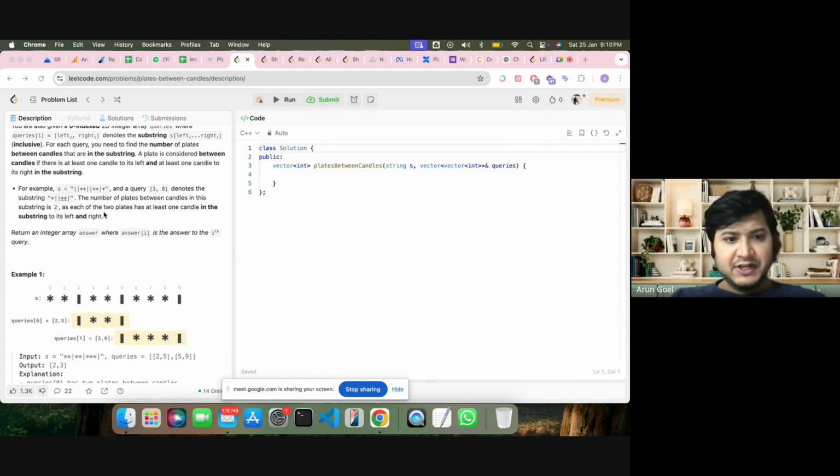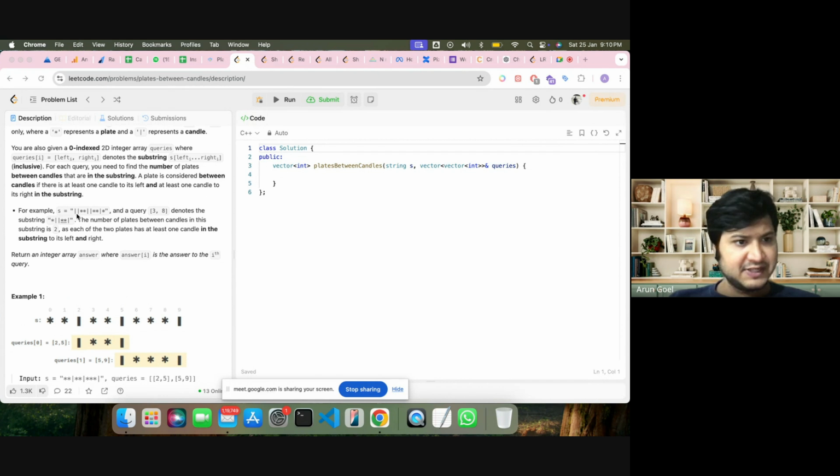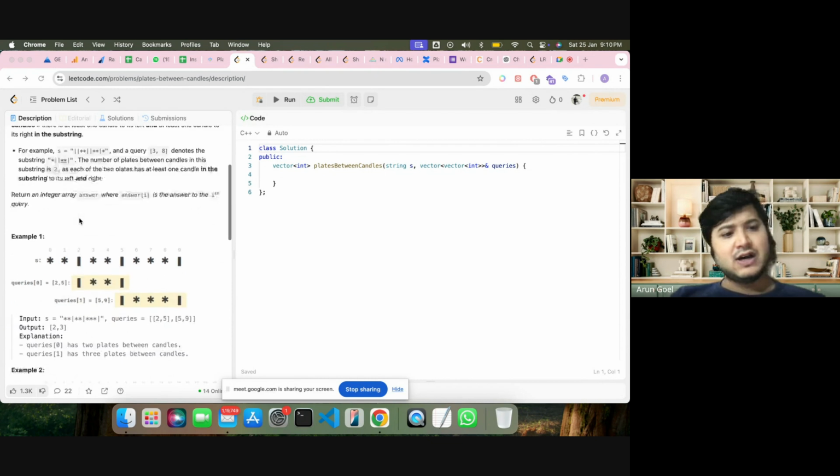The number of plates between the candles in this substring is 2, as each of the two plates has at least one candle in the substring to its left and right. What is plate? Plate is star. Star is plate, okay. And that is candle. Return an integer array answer where answer of i is the answer to the ith query.